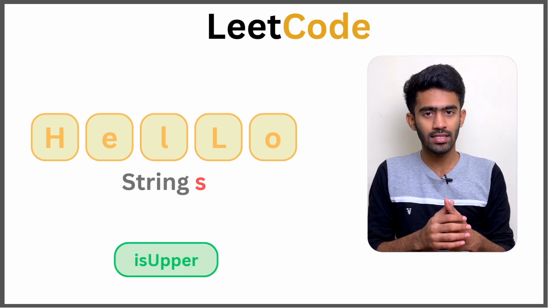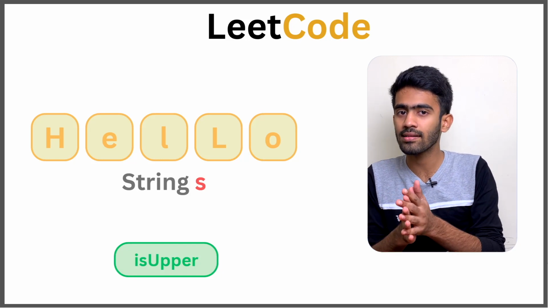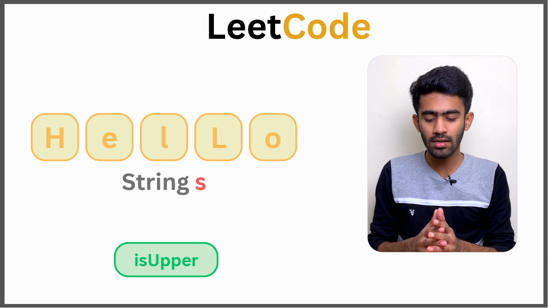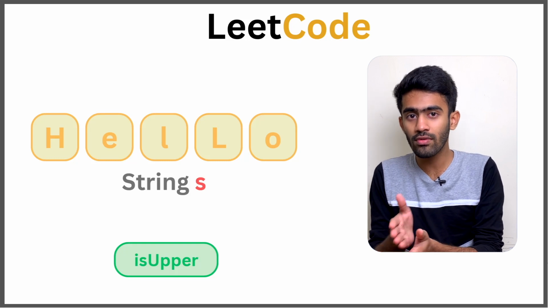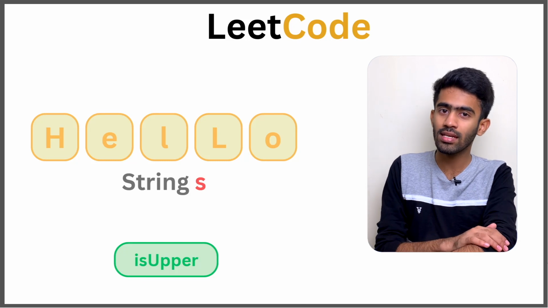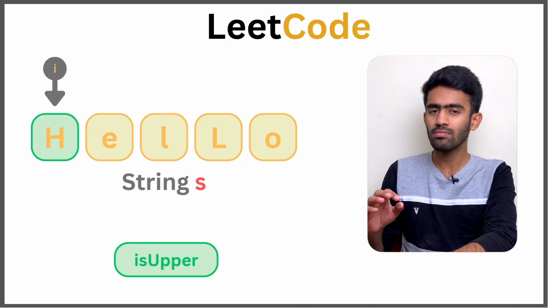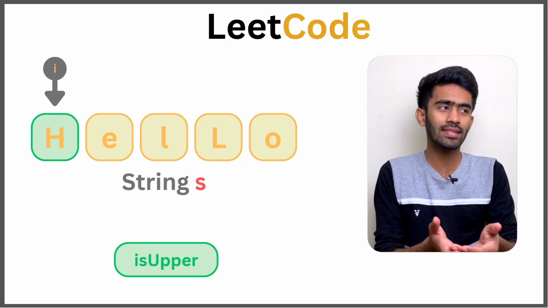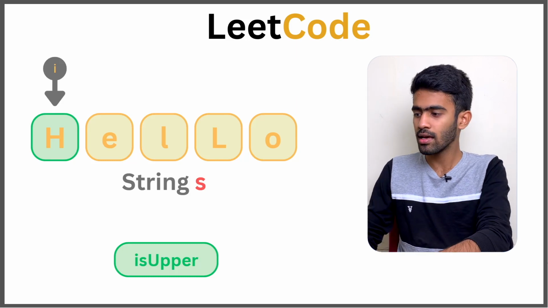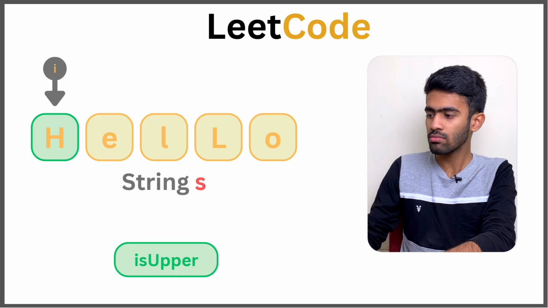We have a given string and a boolean variable to denote whether the given character is uppercase or not. Using this boolean, we are going to decide whether we need to convert it into lowercase or not. Let's get started by traversing this string character by character. Let's start with the first character, which is H. Is H an uppercase character or a lowercase character? H is of course an uppercase character, and hence we must convert it into a lowercase character, right? So that is what we do.